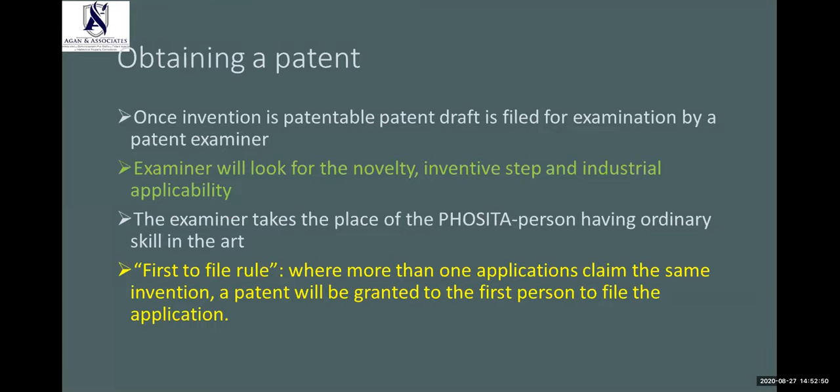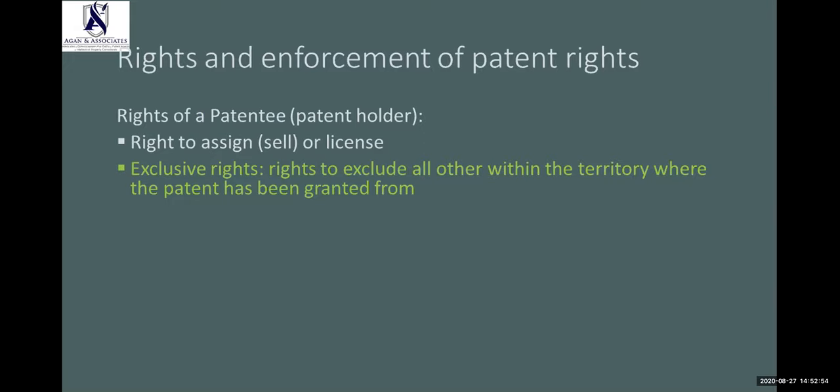What are the rights, enforcement of patent rights? A patent is an intangible property. And as such, since it is an intangible property, the owner can deal with it in the exact manner that the owner of a tangible property can deal with his property. If you own a car, you can sell it, or you can hire it out for a price. And the same thing with the patent holder. The only difference here is that his property cannot be seen.